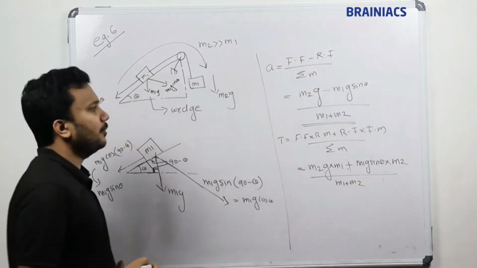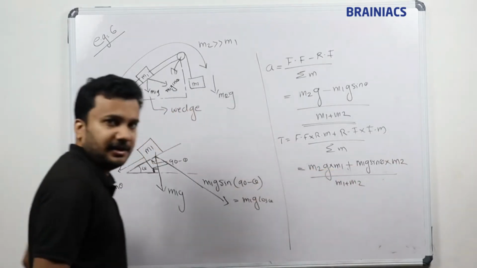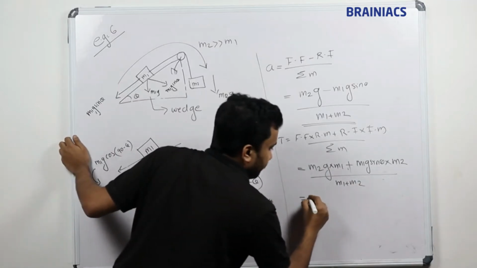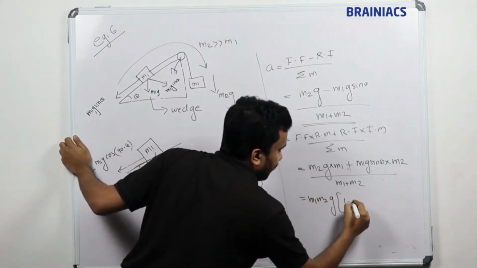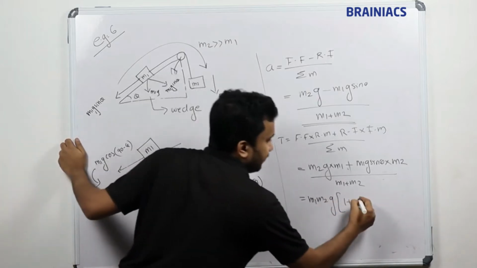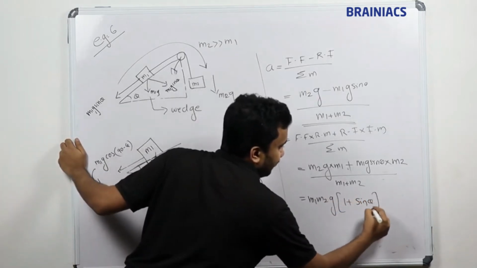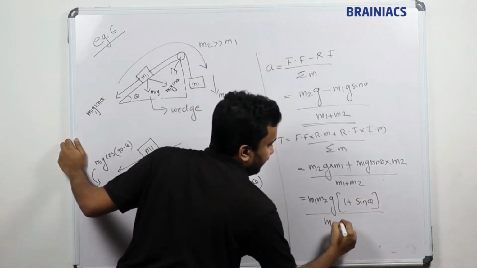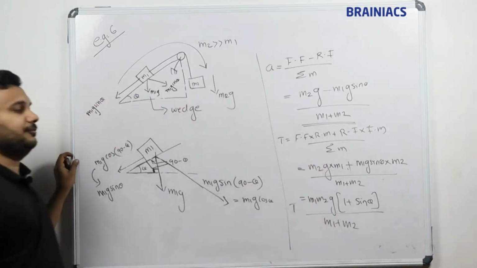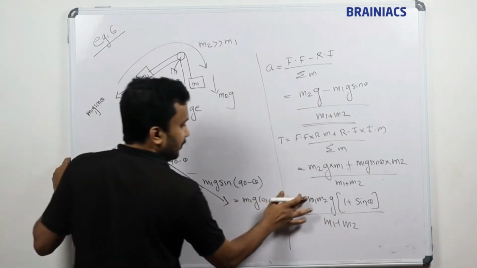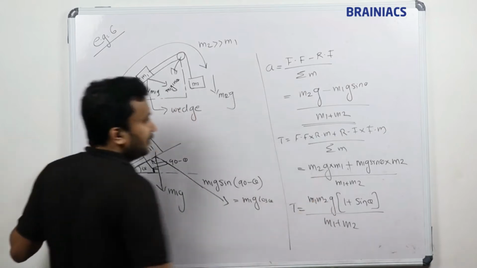So what we can take common outside, m1 m2g, we can take it outside from the numerator. So m1 m2g into 1 plus sine theta, whole divided by m1 plus m2 will come. This is our beautiful formula of tension. This is the formula to find out the value of tension.